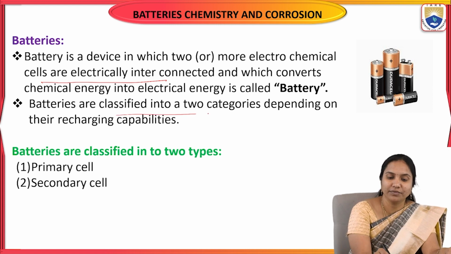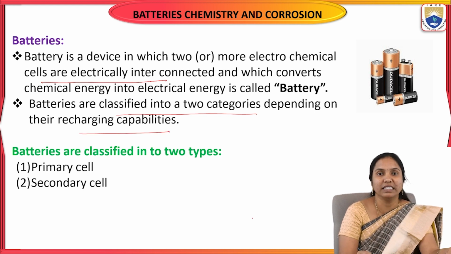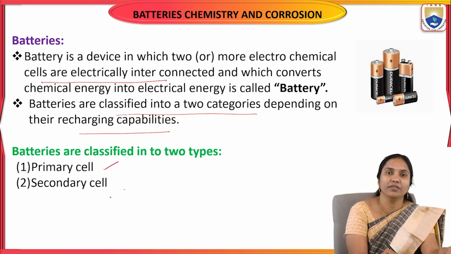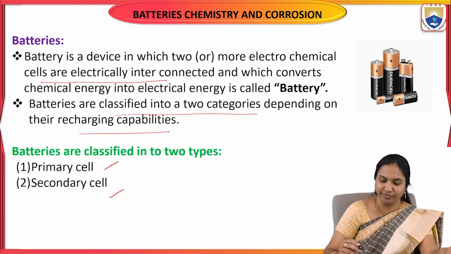Batteries are classified into two categories depending on their rechargeable capabilities. Based on this rechargeable capability, batteries are classified into two types: one is primary batteries, and the second one is secondary batteries or secondary cells.